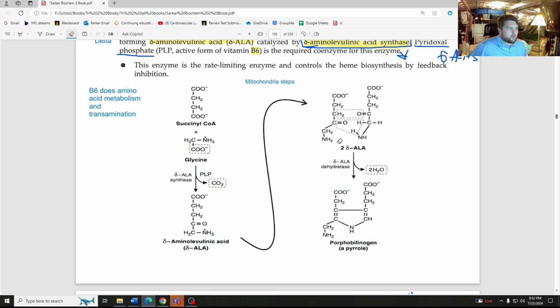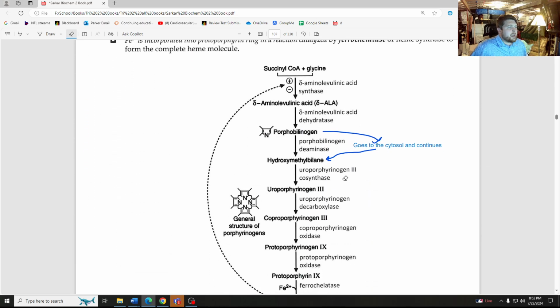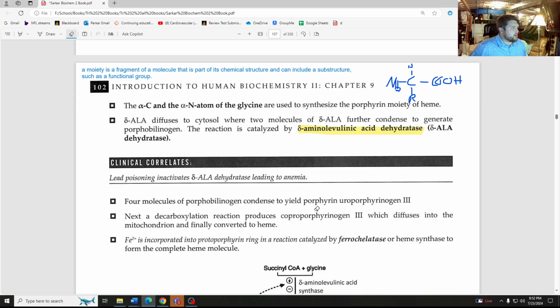From there, we are actually going to create 2 of them. We're going to join 2 of them together, and then we get a dehydratase enzyme. Dehydratase, we're taking away water. And then we get porphobilinogen, which is also known as pyrrole, which we saw earlier. From here, we're actually going to go into the cytosol. Before, we're going to just read through this a little bit, just make sure we don't miss anything.